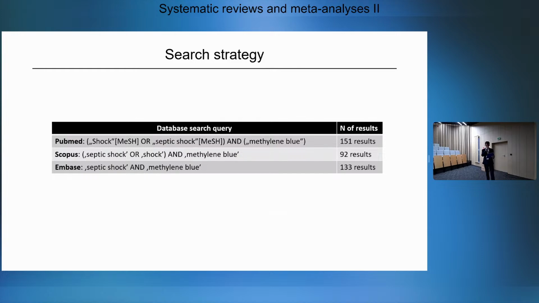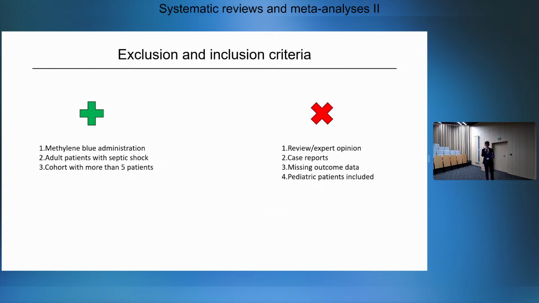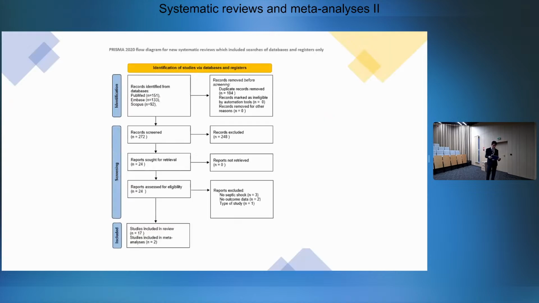In our review, we searched three databases, PubMed, Scopus, and Embase, and our queries were shock or septic shock and methylene blue, and we got nearly 400 articles. Our inclusion criteria were the following. We included studies with at least 5 patients, which had to be adults and were administered methylene blue. And we excluded case reports, experts' opinions, other reviews, and studies with pediatric patients and with missing outcome data.